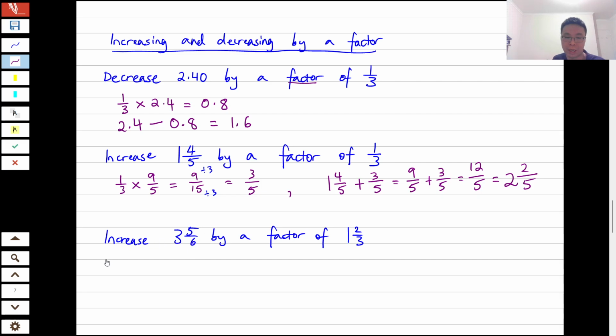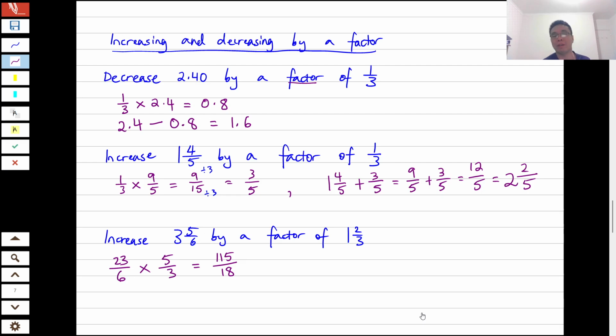3 times 6 gives me 18. 18 plus 5 gives me 23. 1 2/3 is the same as 5 on 3. You can tell that this is going to get a bit messy, but that's okay. You have calculators. This gives us 115 on 18.